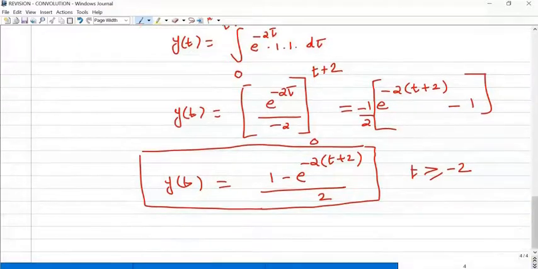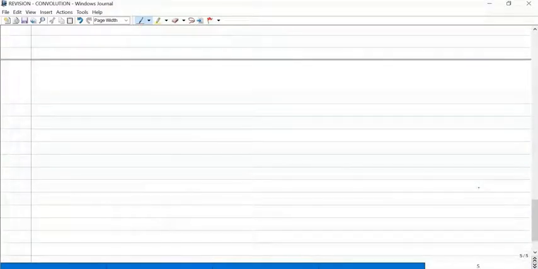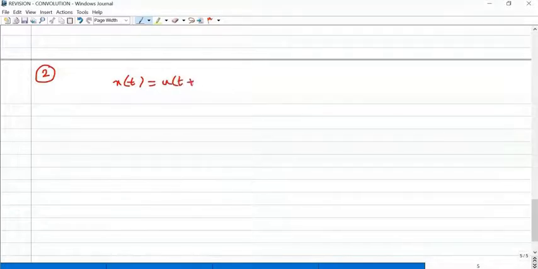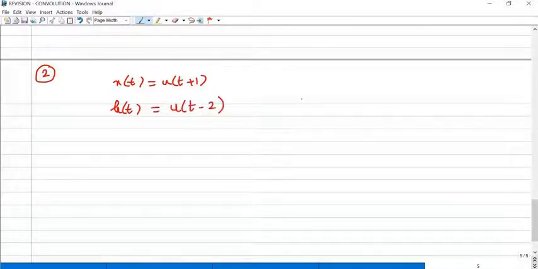So one more, another method. Here you have to understand the concept only, okay? Any signal may be given, but a simple problem you may expect. x of t equal to u of t plus 1 and h of t equal to u of t minus 2. Find the convolution integral, or convolution between these two signals.